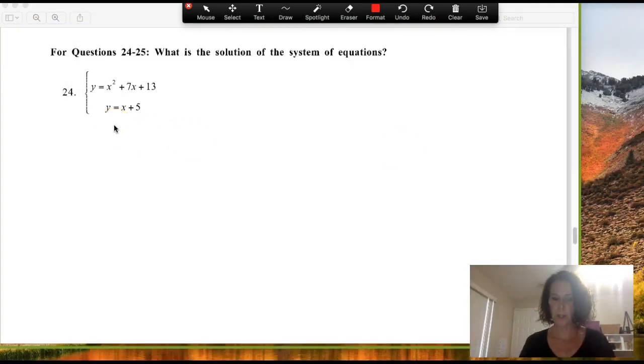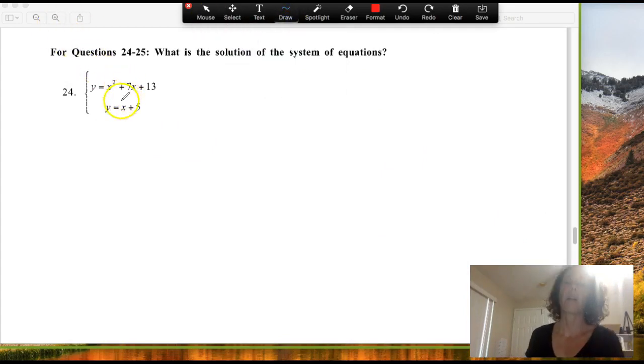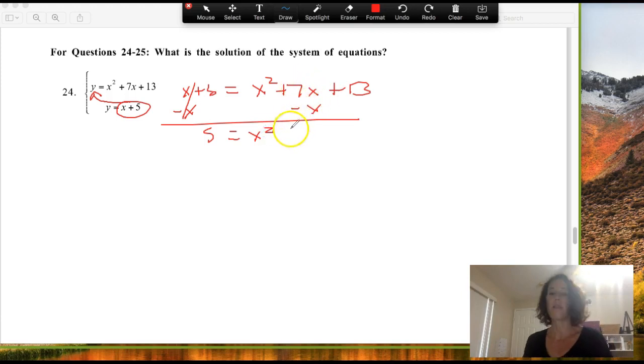If I want to do this algebraically, I can use substitution here. I'm going to plug in x plus 5 for y. And I'm going to go x plus 5 equals x squared plus 7x plus 13. Okay, now we're going to solve. So I'm going to subtract x from both sides. And then I'm going to get 5 equals x squared, and then 7x minus x is 6x, plus 13.